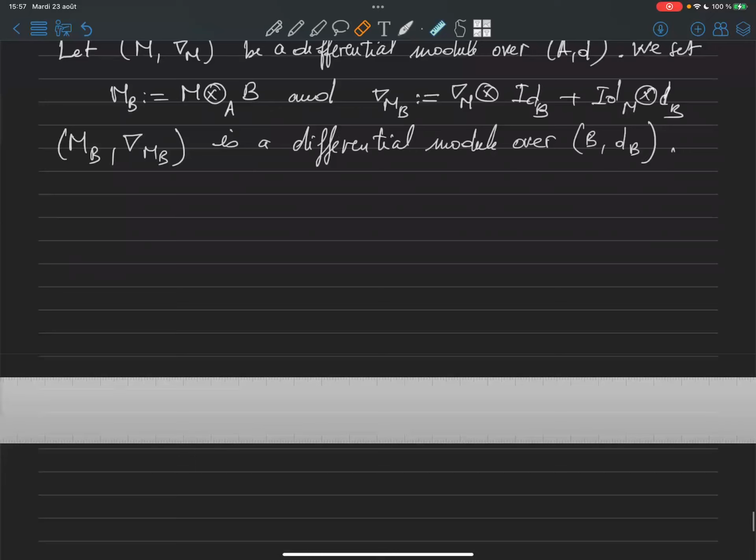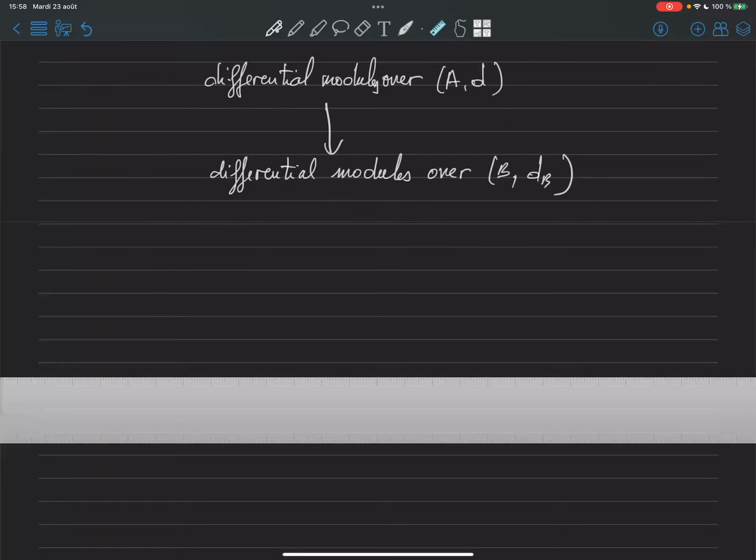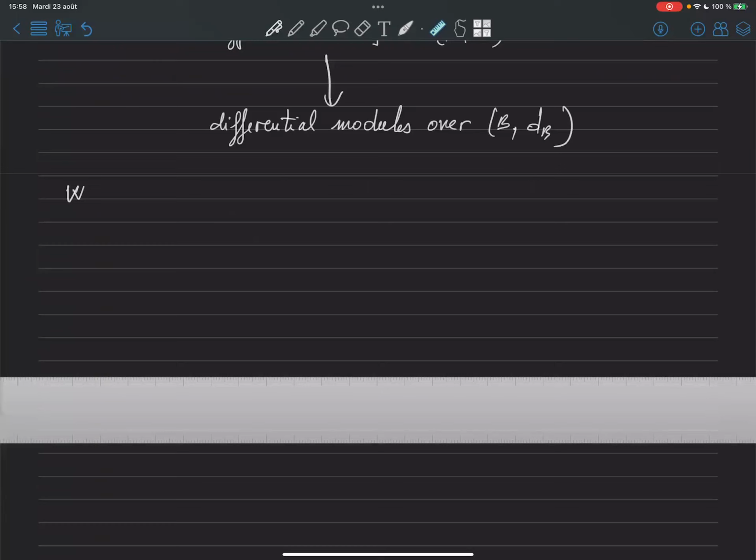This is defined if we have a differential module over A, and this defines a functor from this to differential modules over B. Which means if we have a morphism of differential modules in this category, then we will have it also in the other one. And then now we set the meaning.